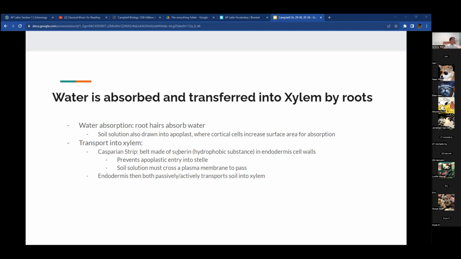Then the endodermis, which is the very inner layer of the ground tissue, will passively or actively transport the solution into the xylem. It'll pump ions and water into the xylem so that it gets pushed up. One interesting thing is the endodermis will pump ions into the xylem, and then by passive diffusion, water will move into the xylem by itself because there are ions in there. So it can be both active and passive, right?